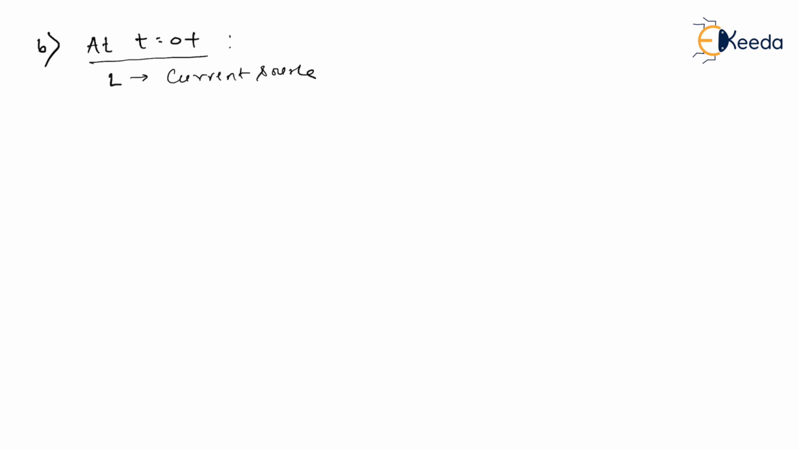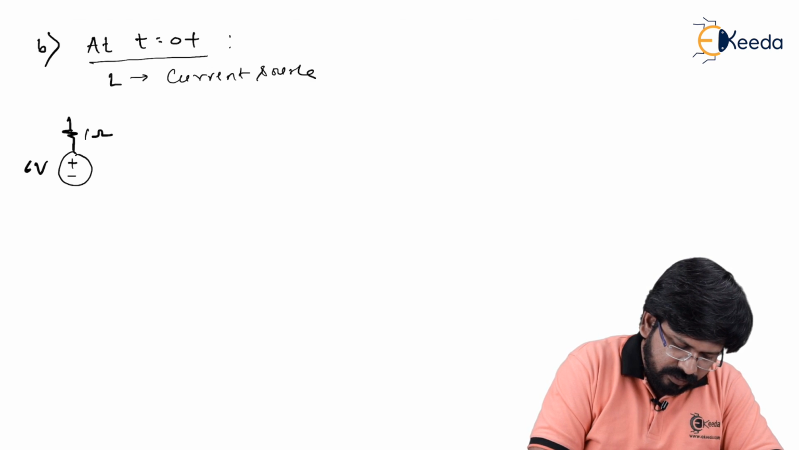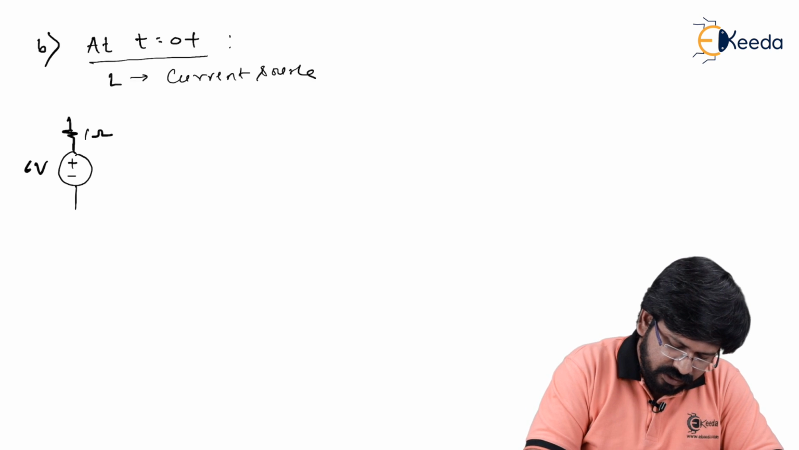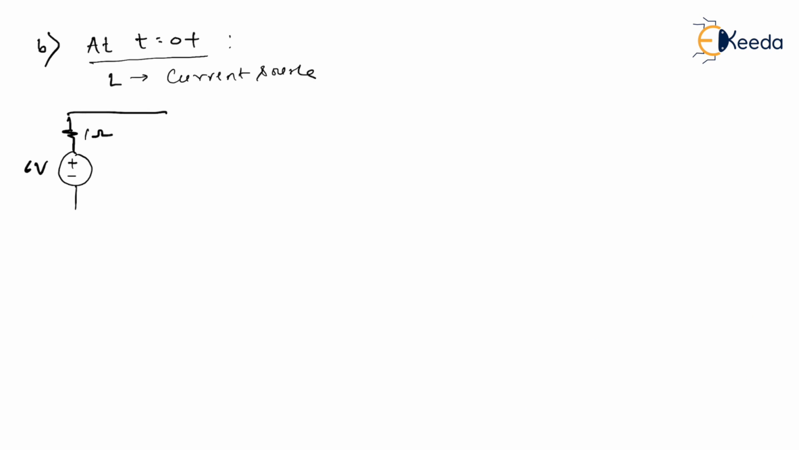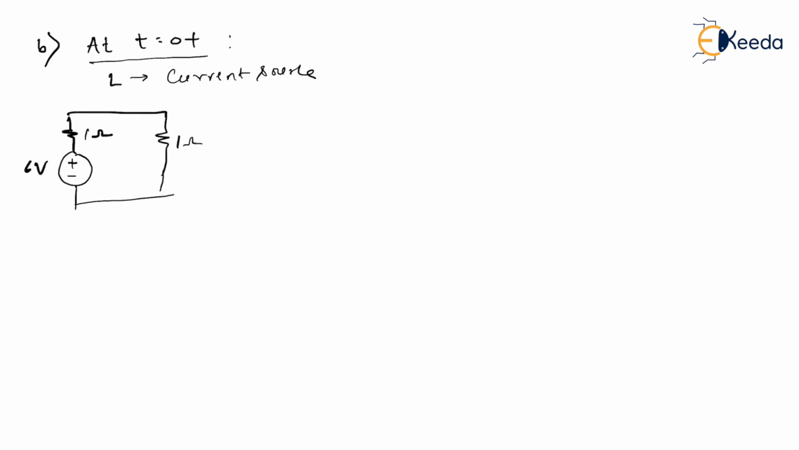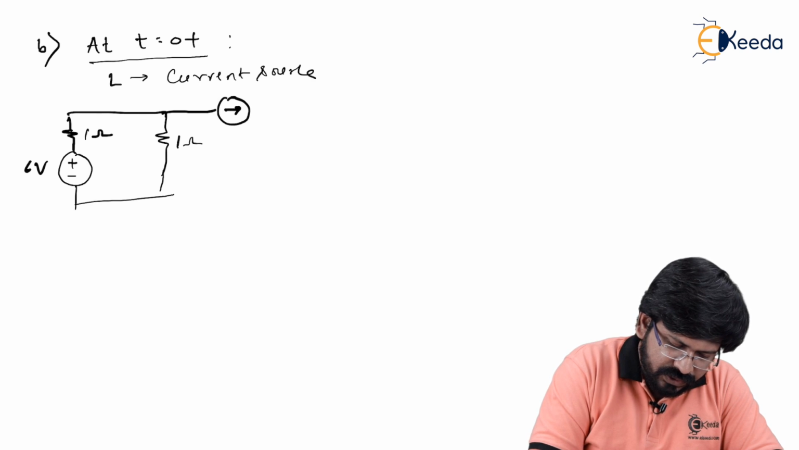Let's draw the given circuit. It was 1 ohms. This time, if you notice, I'll make it 6 volt now, because you know the fact that the supply voltage was 6 volt for t greater than 0. After that, there was one more resistance in parallel. Let's say 1 ohms here. Then inductor will be replaced with current source of 1 ampere.